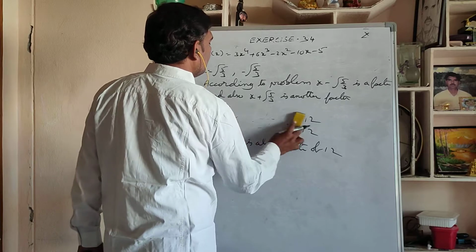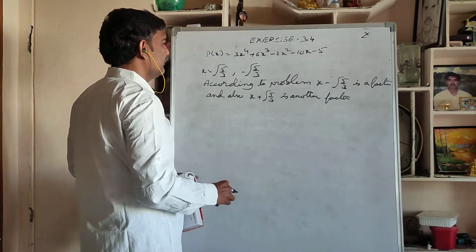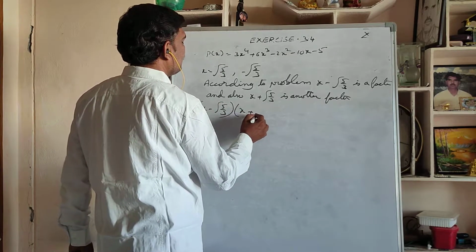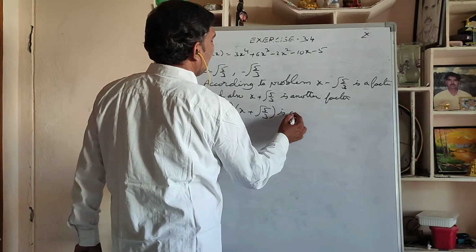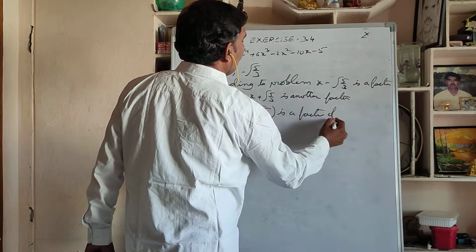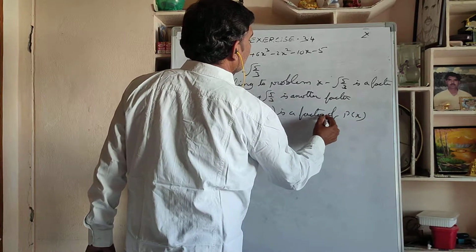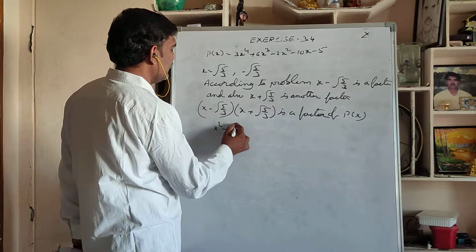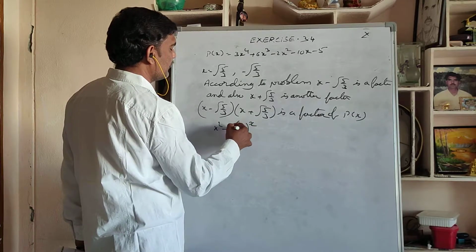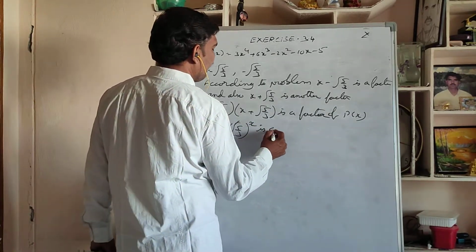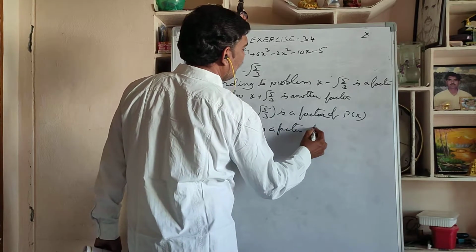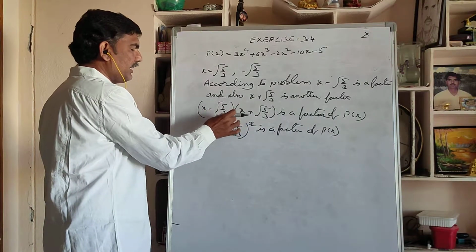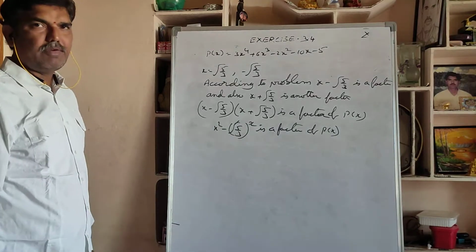So what can you write? Its product is also a factor of p(x). Means here you have to write (x minus root 5 by 3) into (x plus root 5 by 3) is a factor of p(x). By the (a plus b)(a minus b) formula, it is x^2 minus (root 5 by 3) whole square; square and square root cancel. It is a factor of p(x). So this is a factor, this is a factor, and the multiplication is also a factor: x^2 - 5/3 is a factor.